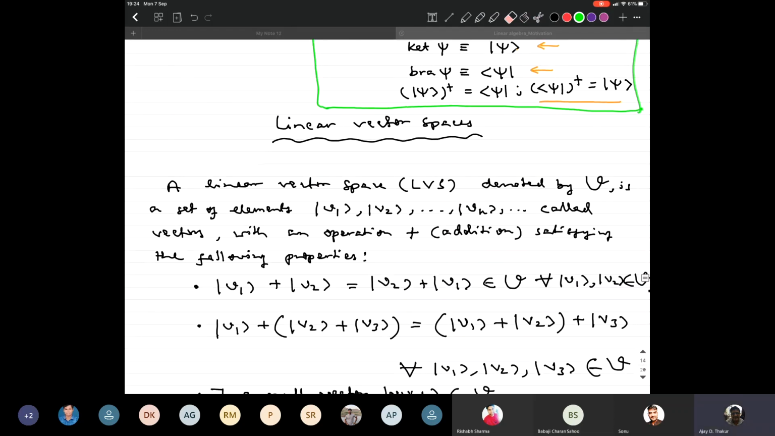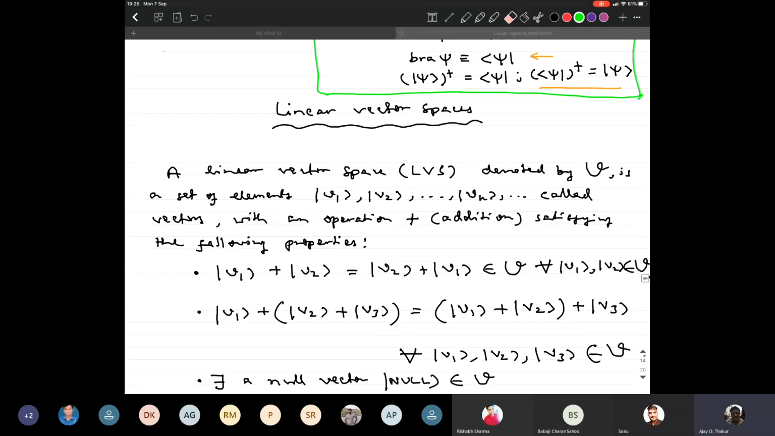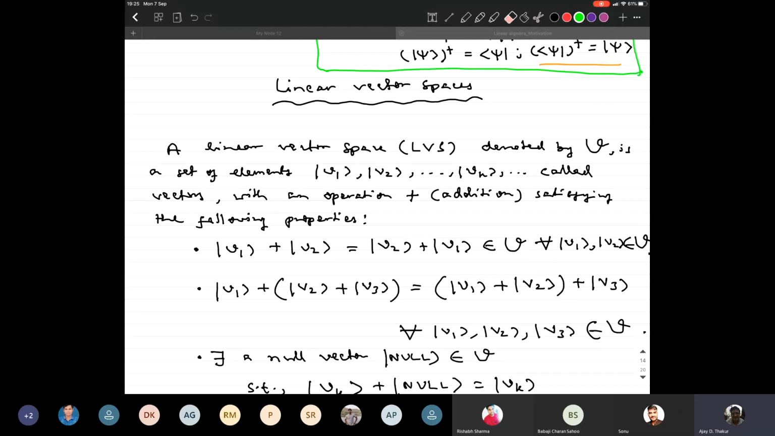As we have already discussed earlier, a linear vector space denoted by the script V is a set of elements. We can, for notational purposes, write these elements as V1, V2, Vk. It could have a finite number of objects, or it could have an infinite number of objects. Such a set script V can be taken as a linear vector space, provided the following rules under operations of addition and multiplication are satisfied. So what are the rules under addition?